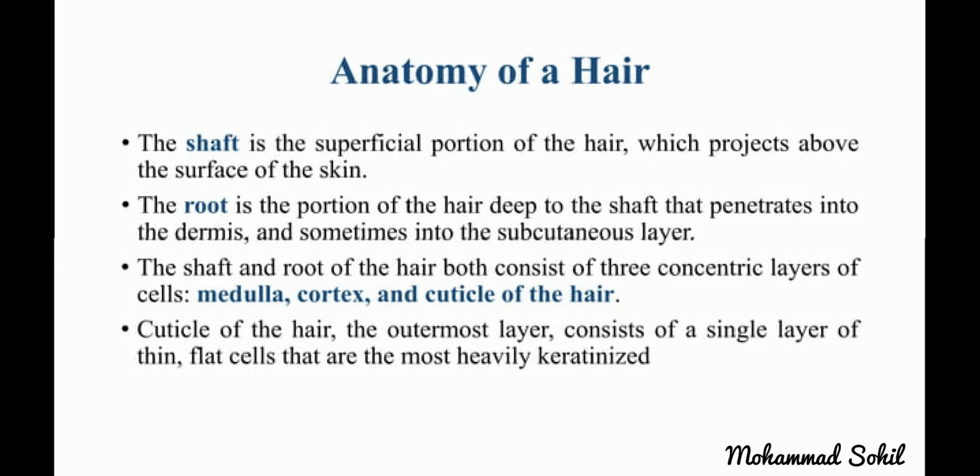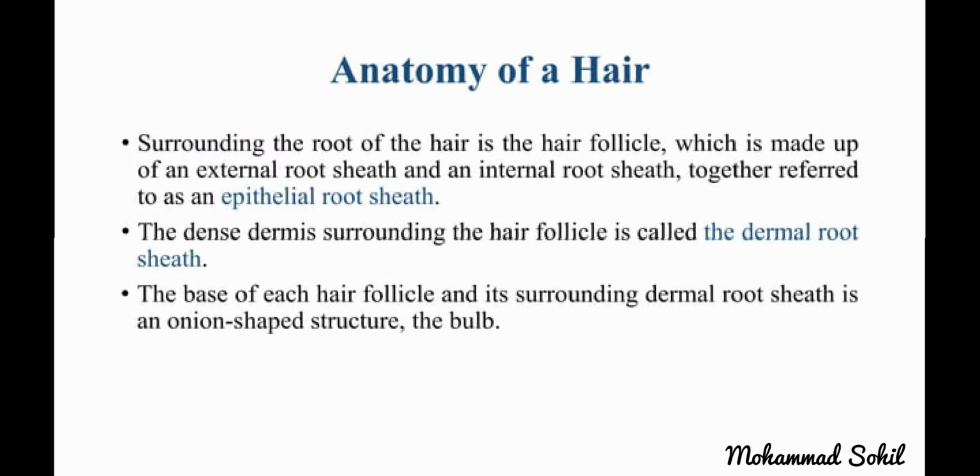The cuticle of the hair is the outermost layer and consists of a single layer of thin, flat cells that are most heavily keratinized. Surrounding the root of the hair is the hair follicle, which is made up of an external root sheath and an internal root sheath, together referred to as an epithelial root sheath. The dense dermis surrounding the hair follicle is called the dermal root sheath.